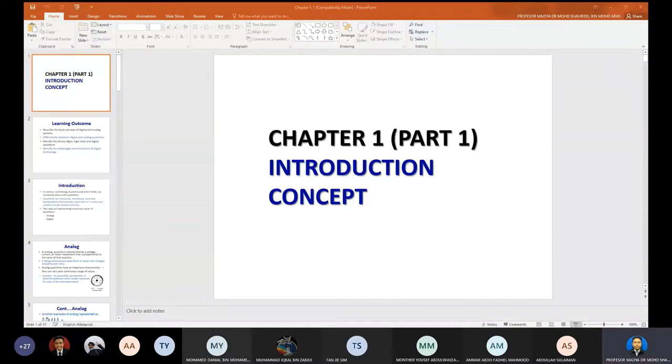So the learning outcome for this topic: at the end of this topic, you should be able to describe the basic concept of digital and analog systems.